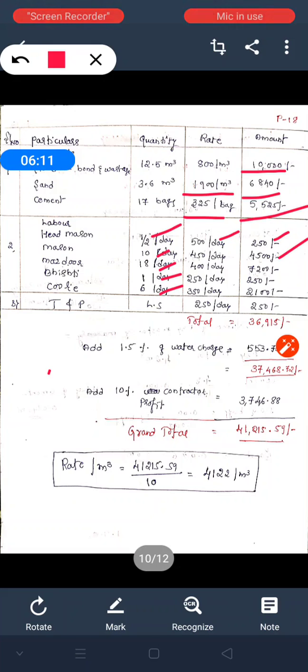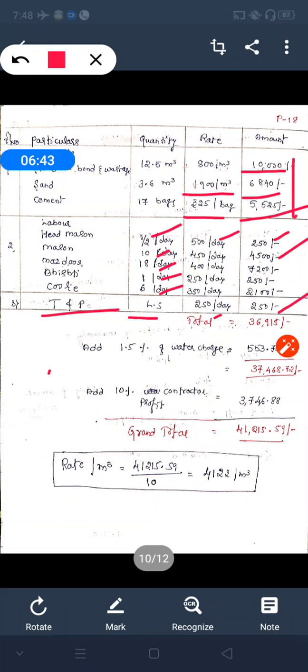4500 rupees. And similarly for the different items of work here, that is Mazdoor, Bisti and Coolie, the total amounts are around 4500, 7200, 250 and 2100 here. Then the last one is the T and P, which is nothing but tools and plants and contingencies or sundries, and here we took that as a lump sum. The lump sum is around 250 rupees, and the total amount is around 250.